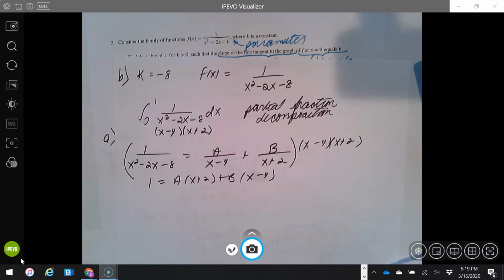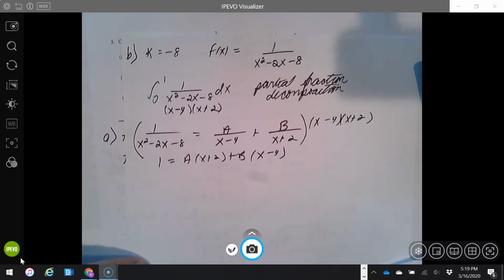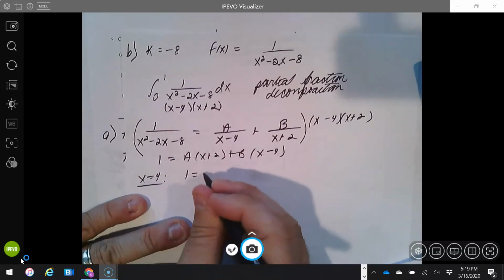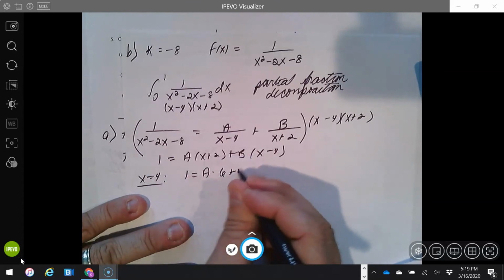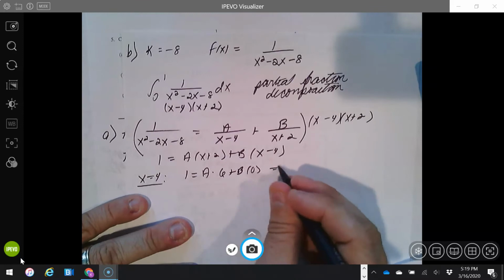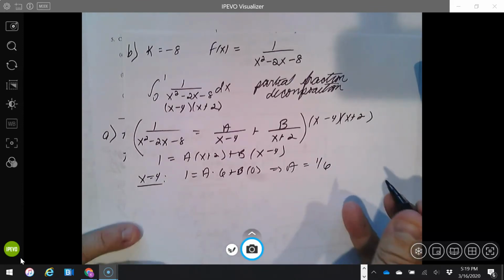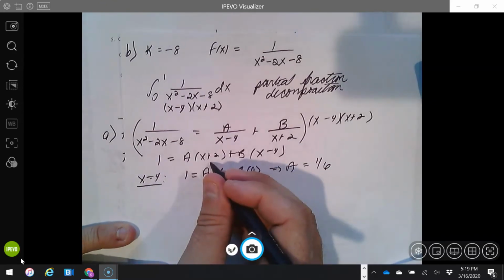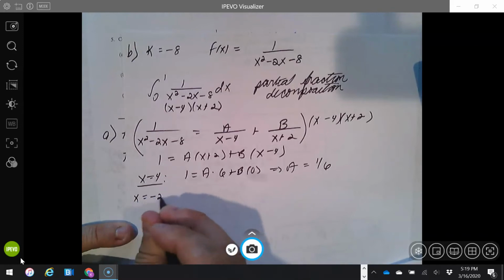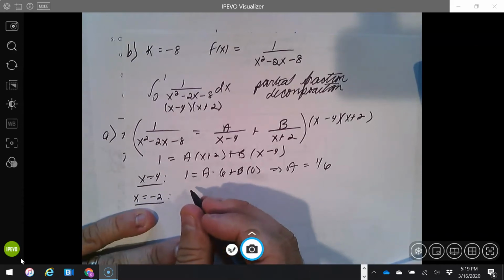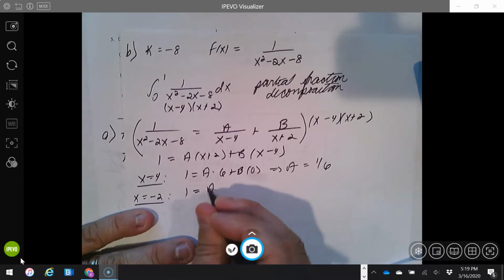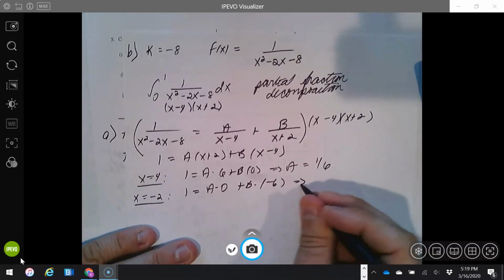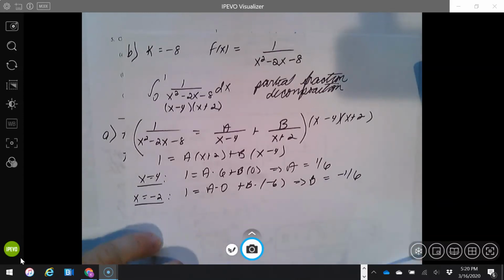To solve this equation, you're going to evaluate the equation at different values of x. If I let x equal 4, then I get 1 equals a times 6 plus b times 0, so that means that a is 1/6. Another easy value to select, because it'll make x plus 2 equal to 0, is x equals -2. And the equation then becomes 1 equals a times 0 plus b times -6. So b is -1/6.